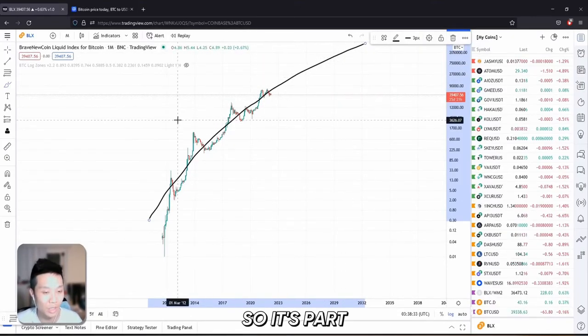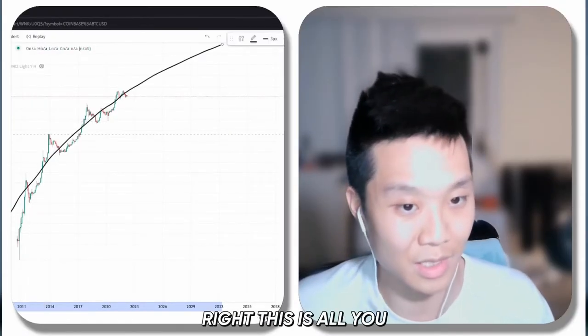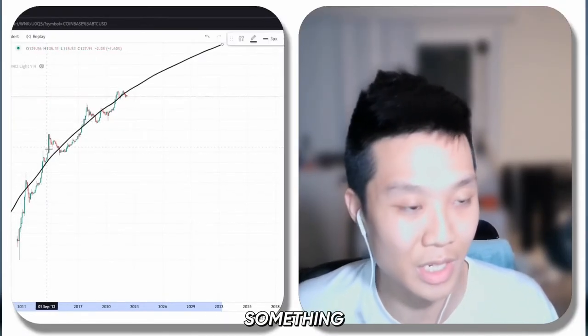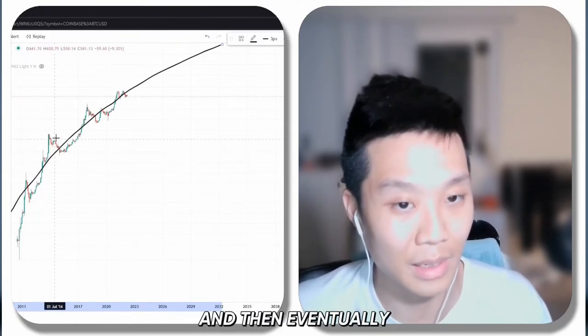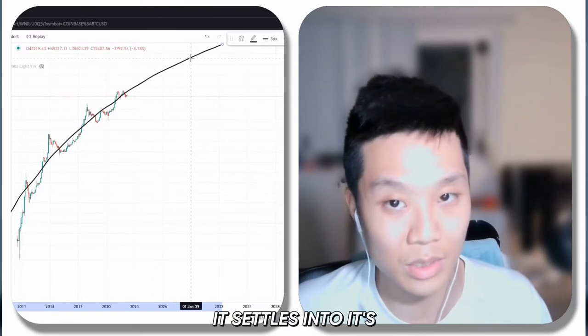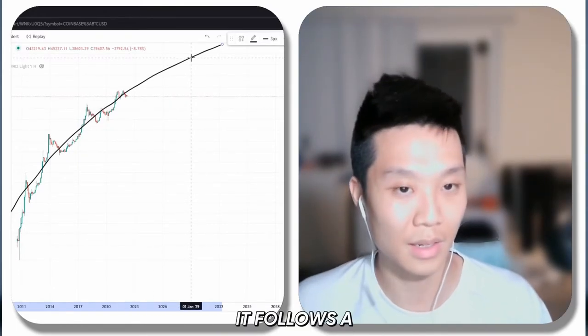But this is partly technological advancement, right? You're initiating something that is going to change the world, so there's actual real value in it, and then eventually it settles into its own price. You know what I'm trying to say? So that's the fundamental reason why it follows a logarithmic curve.